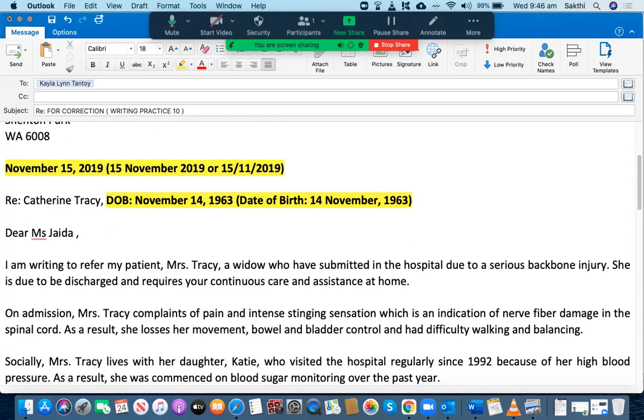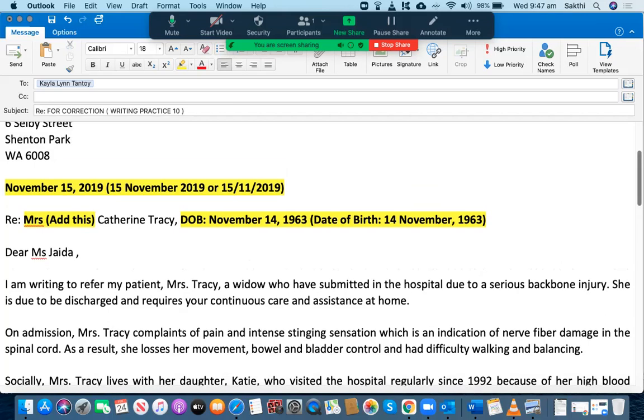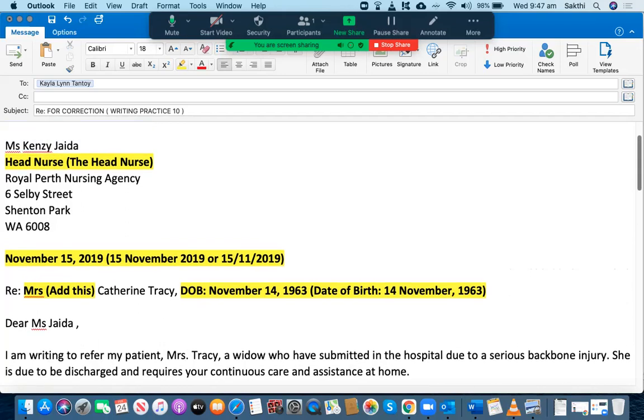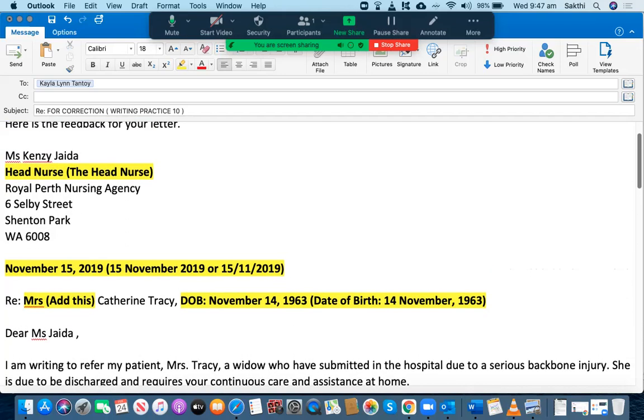There is another issue as well. She didn't write down the prefix in place of the reference detail. So she should have mentioned Mrs. Catherine Tracy. Okay, so Mrs. should have been added. She should add this one in front of the patient's name. Now it's good. Dear Miss Jada. Let me see whether she has used the surname of the addressee. Yes, that's correct. And then the prefix is also correct.